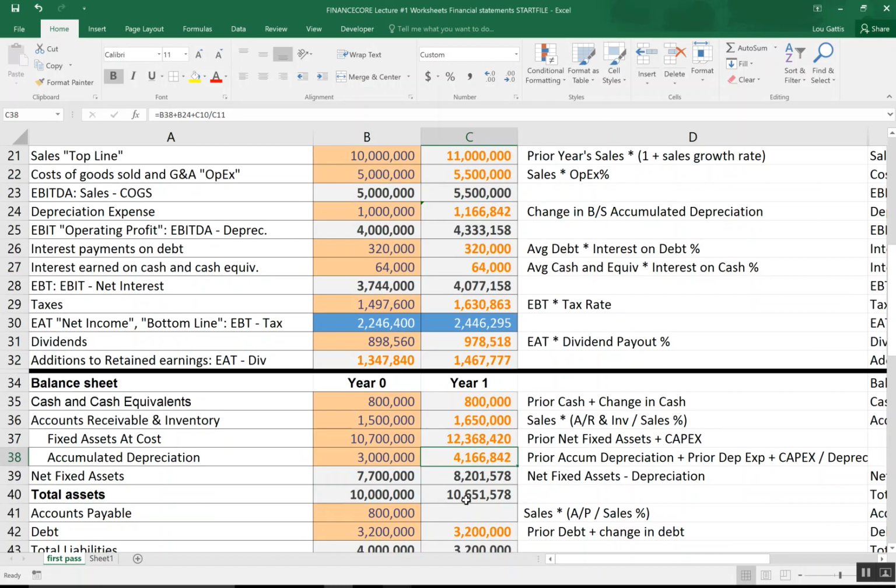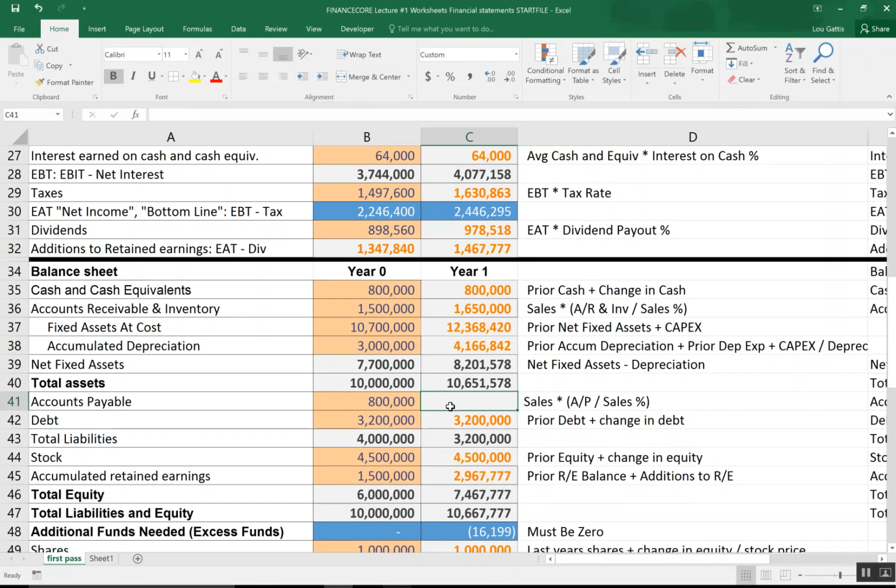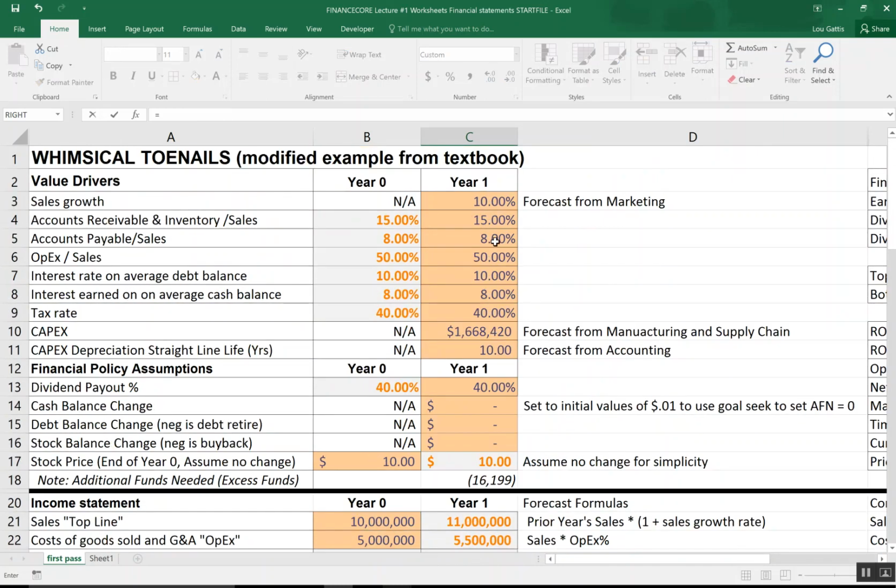I'm going to say that the accumulated depreciation has to be last year's. Last year, there's a further depreciation of $1 million, so let's just assume those assets continue to be depreciated at a rate of $1 million a year. But I'm going to take the new CapEx and divide by 10 because that's going to be depreciated straight line over 10 years. So that gives me 4.166 million, which then drives this number here, which is our depreciation expense for the year. Accounts payable, we'll assume that stays at 8% of sales.